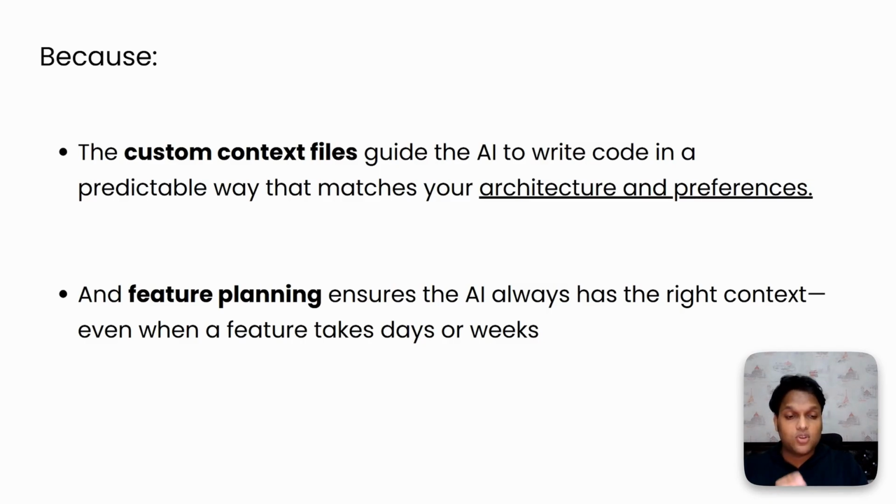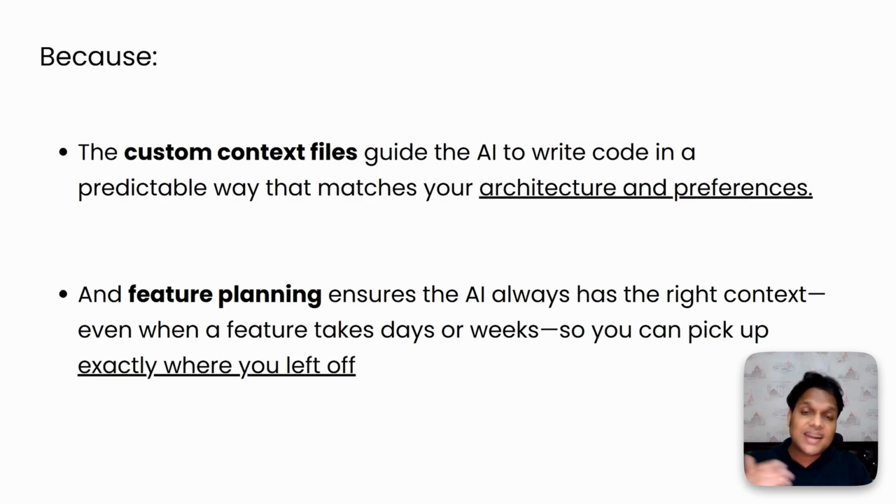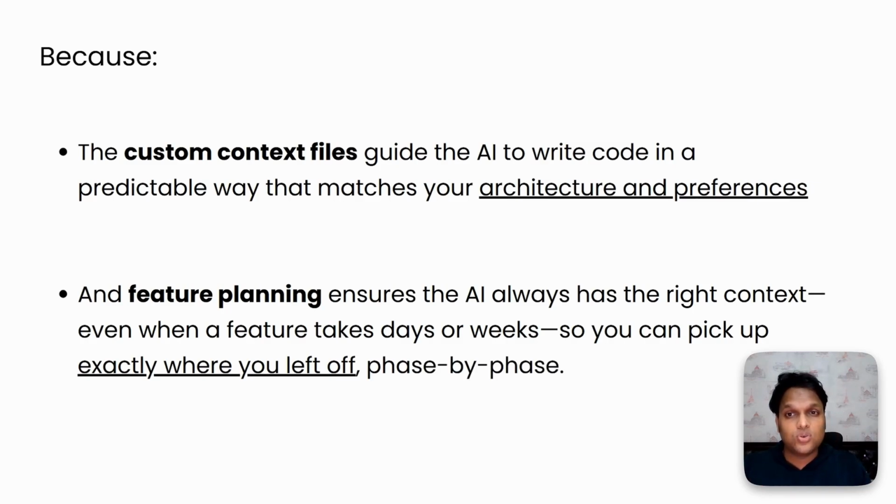Next is feature planning. When you're on a particular task, when you're in plan mode, it ensures the AI always has the right context, even when a particular feature implementation takes days or weeks. So you can pick exactly where you left off, phase by phase. So this is that second part. One is giving all the context, having those files ready. This feature planning, plan mode, is specifically for when you are on a particular task, how to approach it.